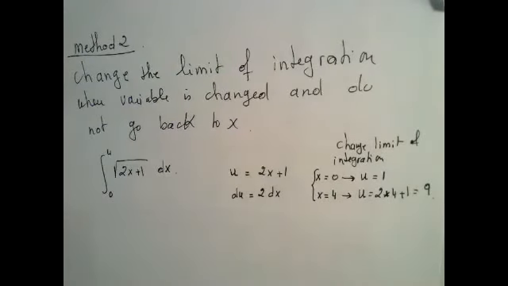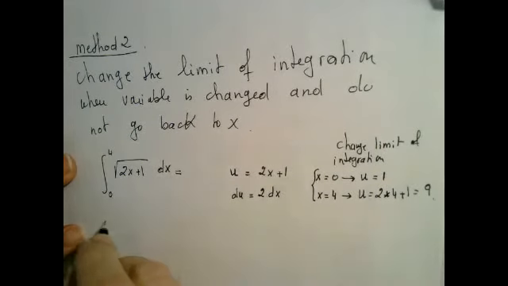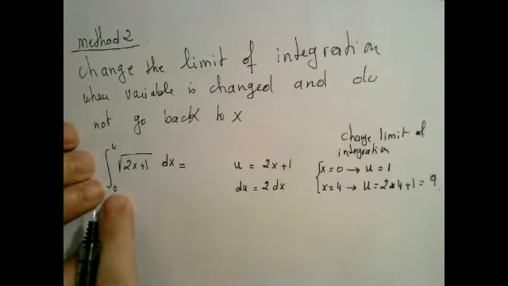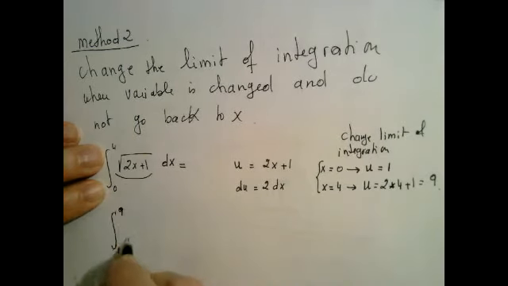And the idea is that this integral will become, and there's a theorem that tells us what we're doing works perfectly. This integral will become, the 0 will become a 1. We change everything. The upper limit becomes a 9. This is the square root of u. This is a half du.